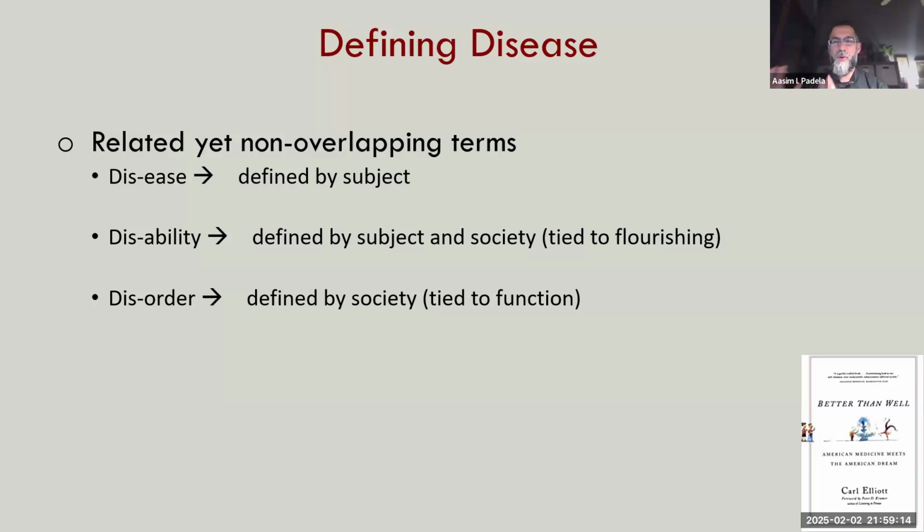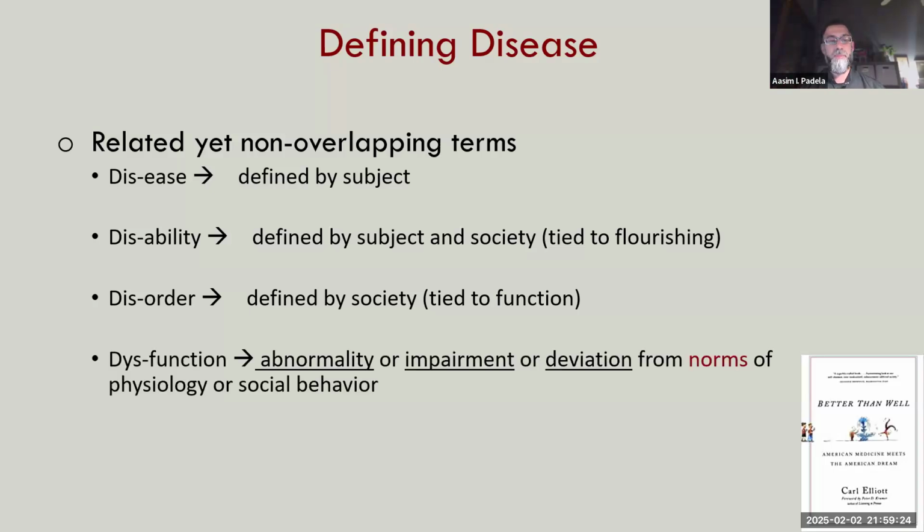So there's a certain type of order that's necessary in society. If you have some disorder to that and you're contributing to that disorder, then you have some sort of disease. That's the label that's applied to you, or dysfunction. Now, this might be, one might say, the most grounded in biology, that there's some sort of abnormality or impairment or deviation from norms that biology tells you about physiology or social behavior. And then when you're not able to have that functionality, you are diseased.